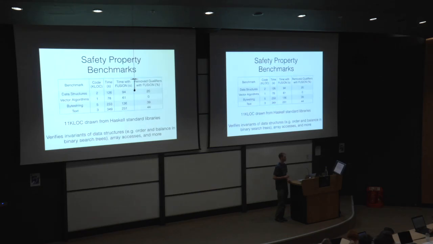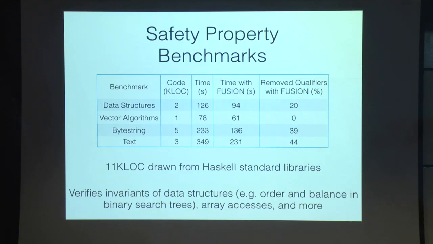So we have two different benchmark suites. The first one is 11,000 lines of Haskell standard libraries in which we verify all sorts of properties, including safe array accesses, termination, and so on. And the savings from Fusion are somewhat variable, but there are cases where it saves us up to half the time and up to half of the qualifiers.